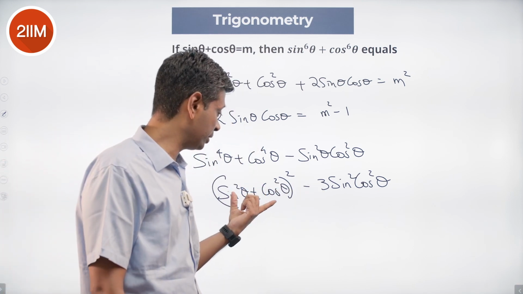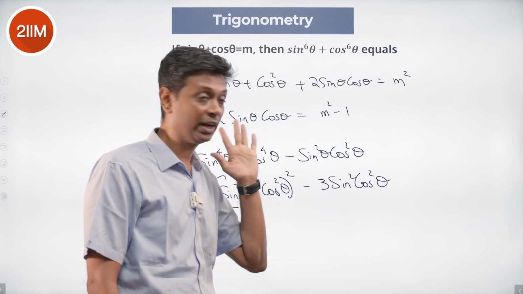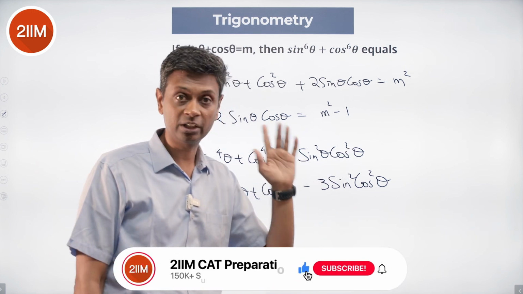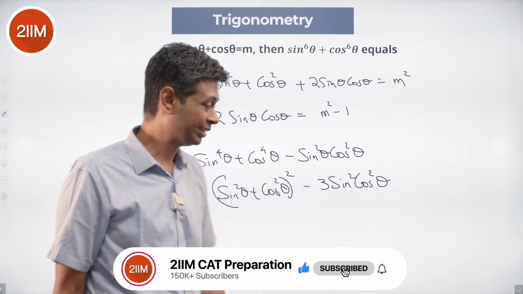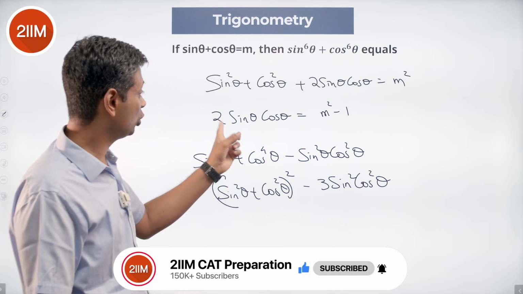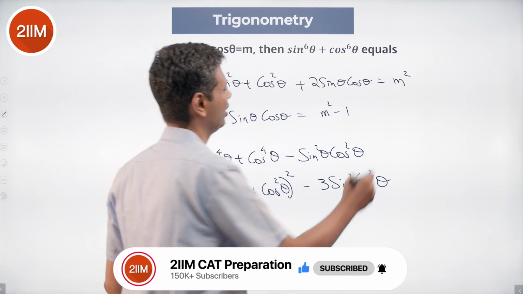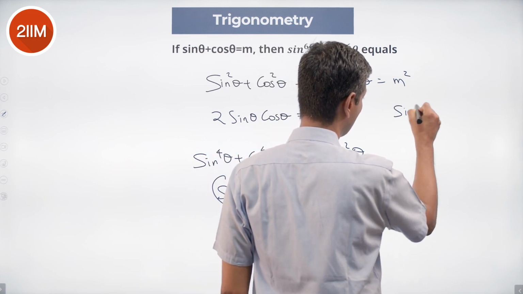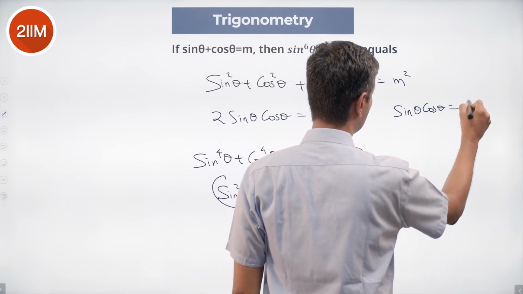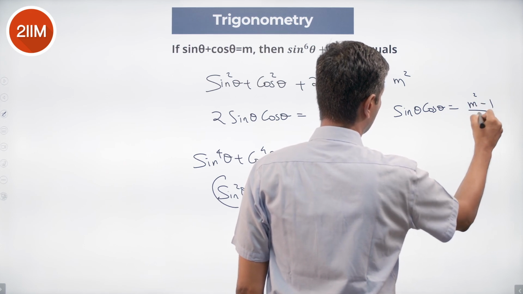This will give us a 2 sine square theta cos square theta. Subtract 1 more, we'll get here. Subtract 3, we'll get here. This is what we need to find. This is 1. We need to find this. We know 2 sine theta cos theta is m square minus 1. Or sine theta cos theta is (m square minus 1) by 2.